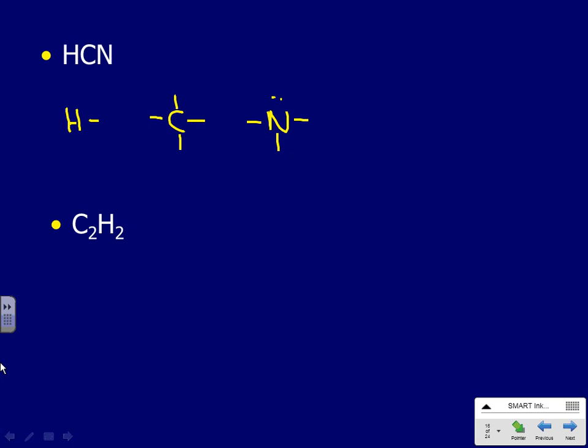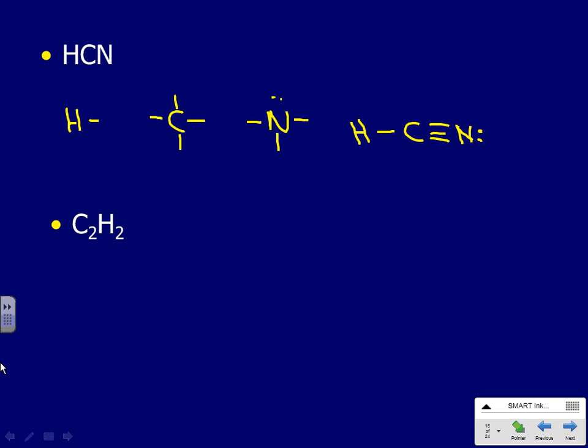Does somebody have a possible structure for HCN? Yep, Bradley, what do you got? Sorry, I want to do the top one. That's okay. Have you got the top one done? Okay. Yep. All right. I'm going to put the carbon on the left just because it is on the left in the name. Yeah. And what else? Yeah. Excellent. One more thing. One lone pair on the nitrogen.